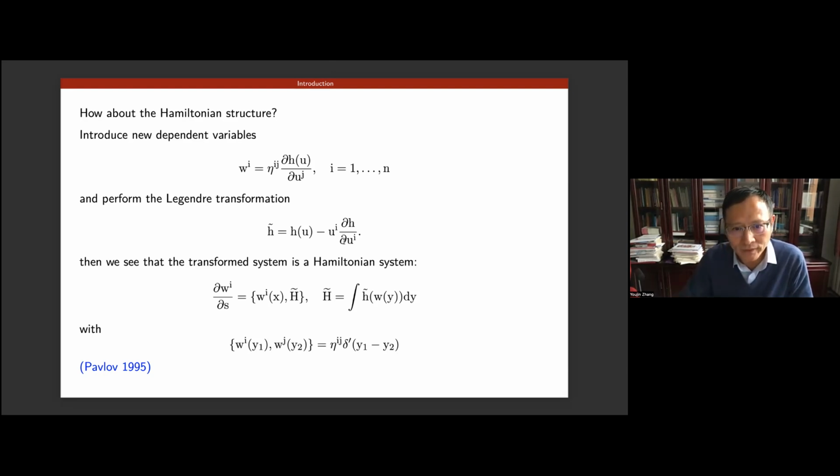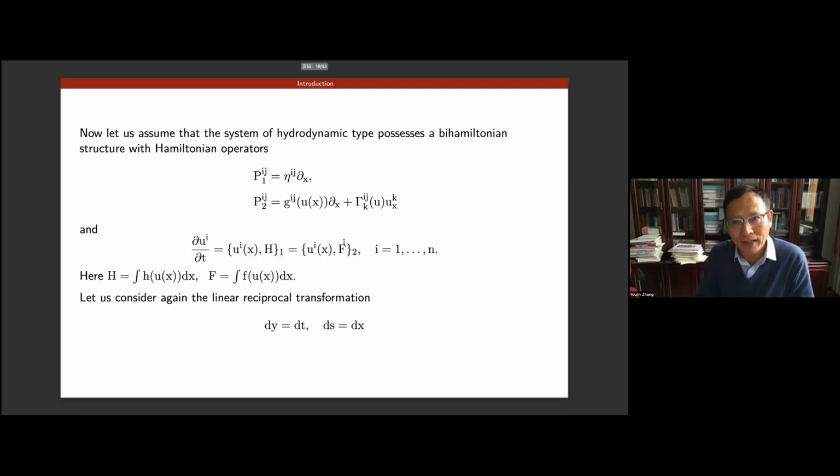So this means that a Hamiltonian system of hydrodynamic type preserves the Hamiltonian property after linear reciprocal transformation. And then if we have a bihamiltonian structure, so if we are given a system of hydrodynamic type which possesses a bihamiltonian structure given by two hydrodynamic Hamiltonian operators, P1 and P2, then we have two densities of Hamiltonians. Now we perform a linear reciprocal transformation, which transforms the spatial variable x to the time variable and the original time variable to the spatial variable.